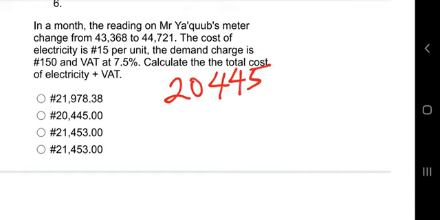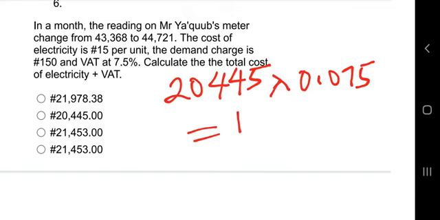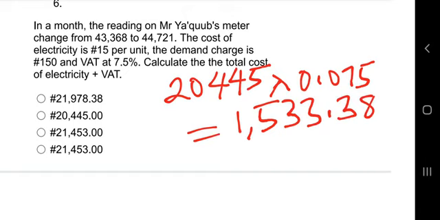So what is the VAT on it? We multiply it by 7.5%, that is 0.075. So we calculate that now, and that gives 1,533.375, that will be 38 kobo. So this is the VAT.